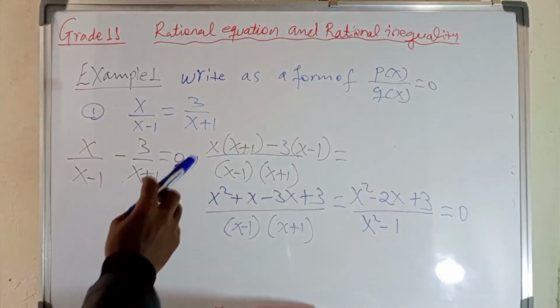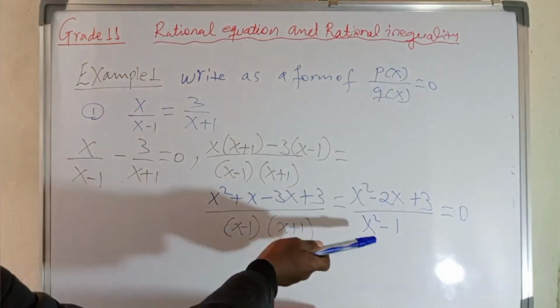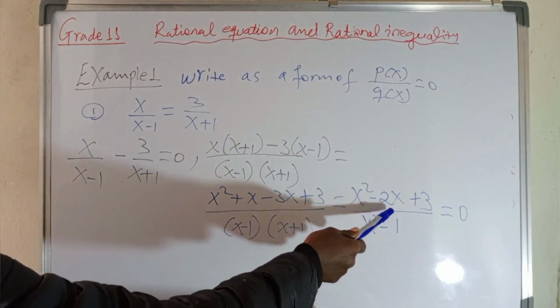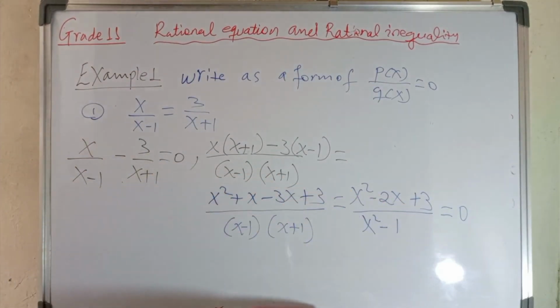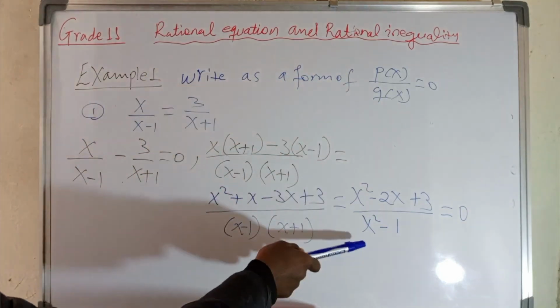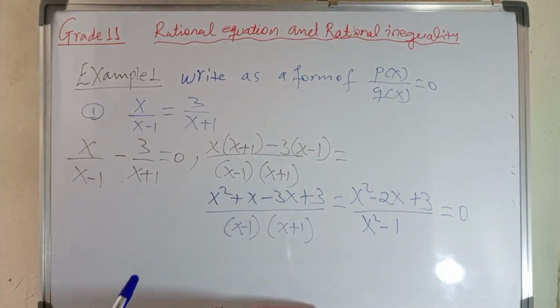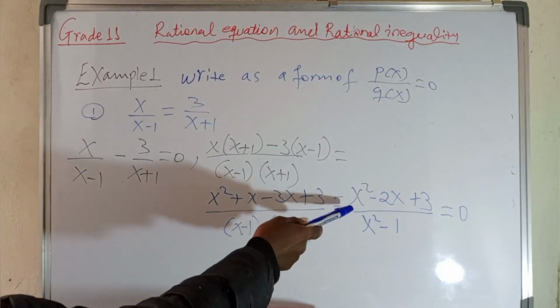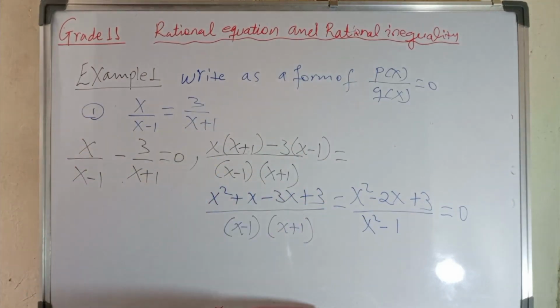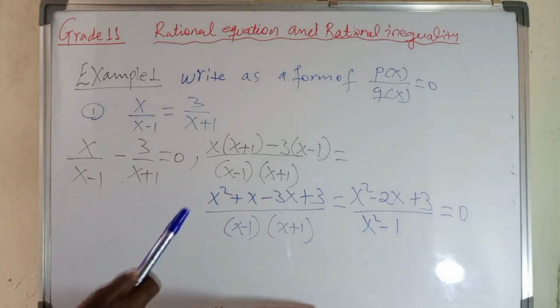So what is P of x? X square minus 2x plus 3. This is a polynomial expression. What is Q of x? X square minus 1. We have done that. So x square minus 2x plus 3 over x square minus 1 equals 0 is what? A rational equation. Let's see another example.